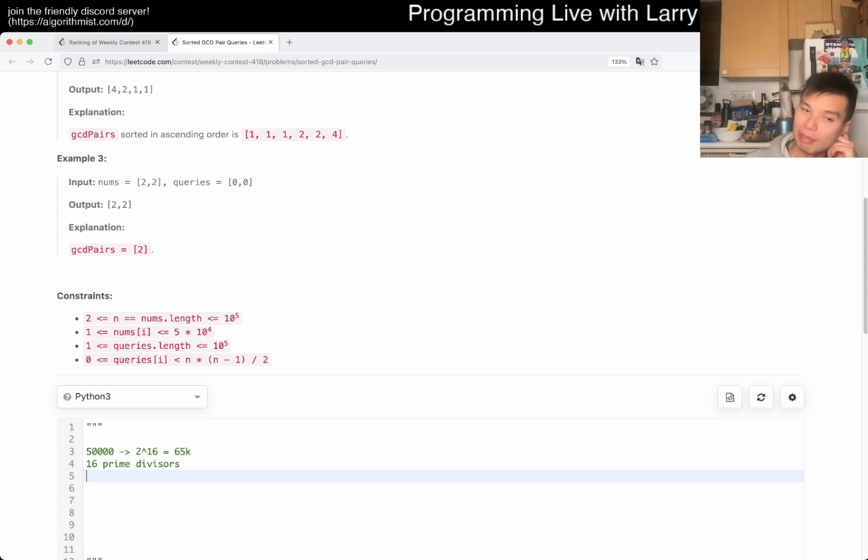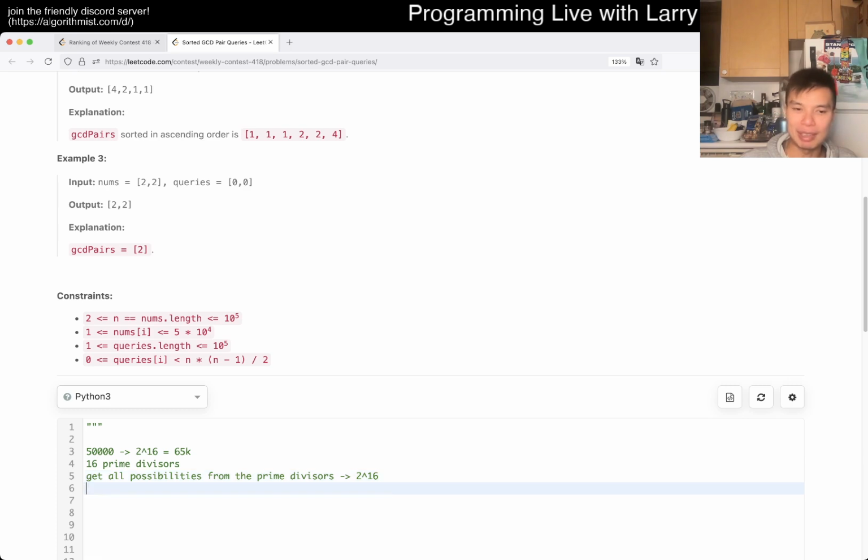Most numbers don't have that many divisors, right? So that's basically the idea. That's one idea. The second idea is the more naive one. Here we can maybe get all possibilities from the prime divisors, right? In the worst case it's 2 to the 16, but it's not quite as easy as that, because it has to be unique, so it's not a binary in and out kind of thing.